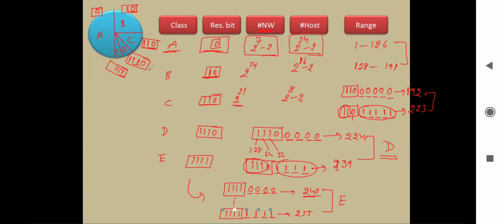And like that, they may ask what is the reserved bit for class C, what is the number of networks, what is the number of hosts, what is the range for this one, and so on. So such type of questions they may ask from this.